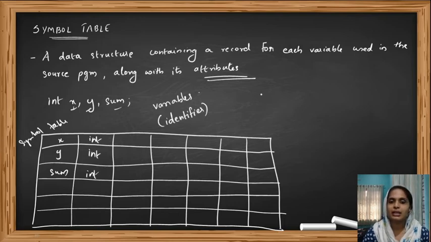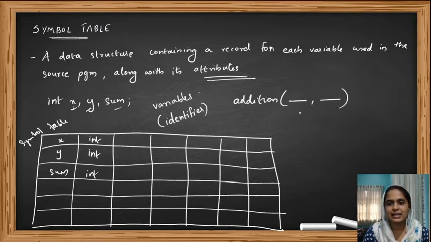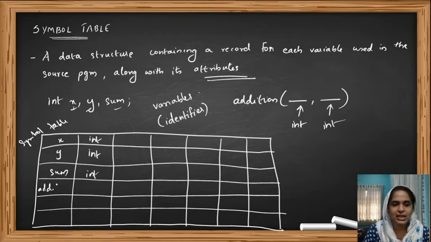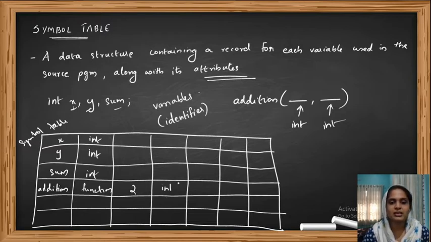And suppose that variable is a function name. For example, we are writing a function addition, and that addition has some arguments. Let's say here we have two arguments, and both the arguments are int. In that case, we will be storing the function name, that is addition, and we can say it is a function. Here you can have attributes like the number of arguments for that function. Here we have two arguments, so the number of arguments is 2. We also store the type of these arguments. Here both are int, so we can store the first argument as int, second argument as int, etc.